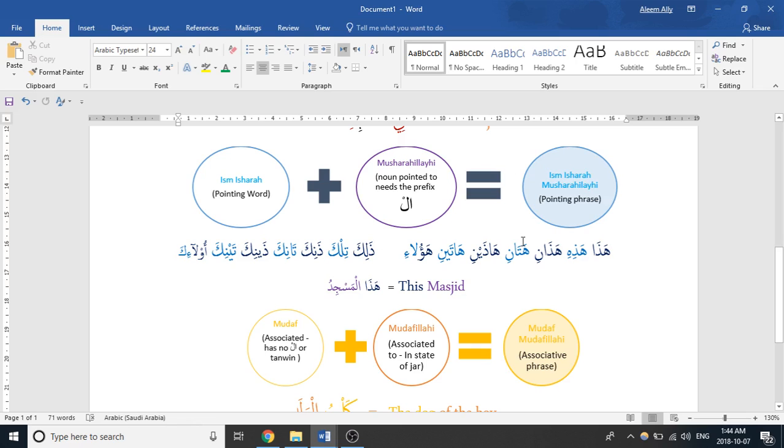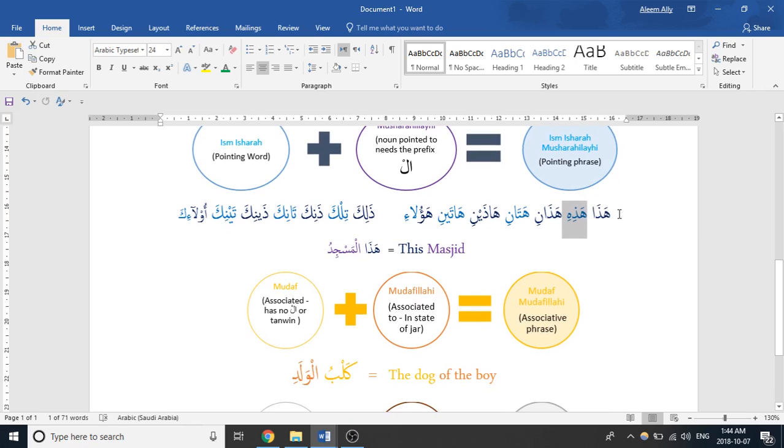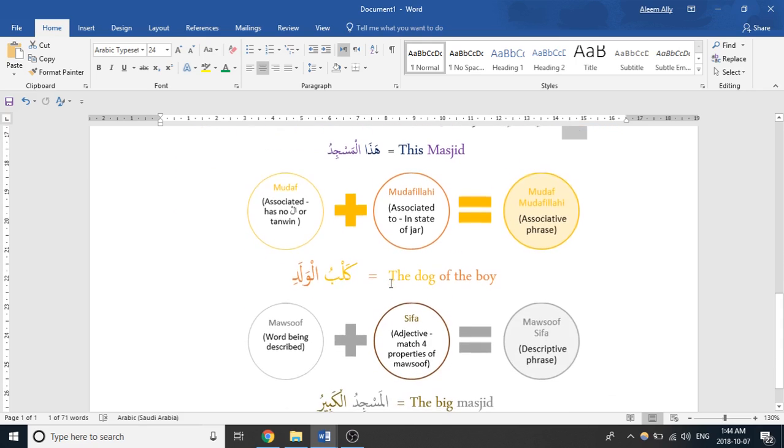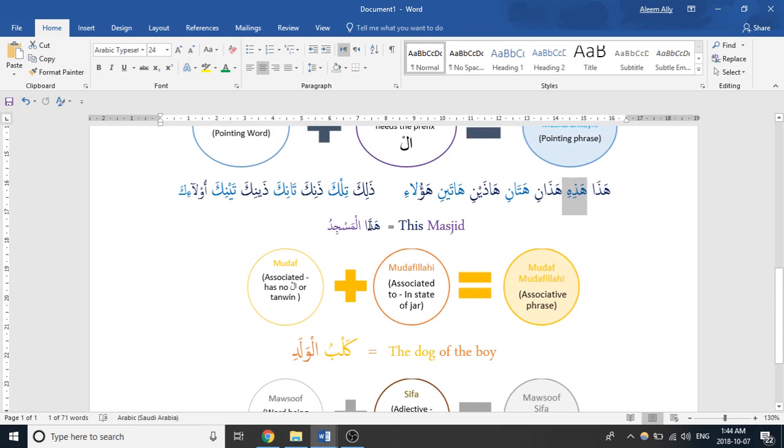And we provided a list of all of the pointing words here. All the ones in the dark blue are masculine, then you have their light blue feminine counterpart, and we go through all the hada and all of the dhalika. So it goes hada, hadihi, hadani, hatani, hadaini, hataini, haulai, dhalika, tilka, dhanika, tanika, dhainika, tainika, ulaika. And that's all of them. And we did a chart previously, so you can reference that so it's easier to memorize. And the example that we gave here is hadal masjid, right?